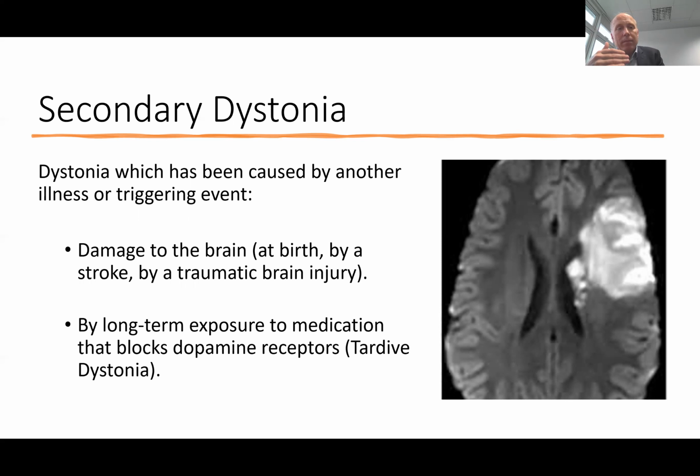So these are medical events, illnesses or exposures to drugs which can trigger the development of dystonia. When people develop these secondary dystonia conditions, they're usually static. They develop, but they don't tend to progress because it's the result of a particular injury, for example. And if that injury stays the same, like it does in a stroke, then people remain with the dystonia.